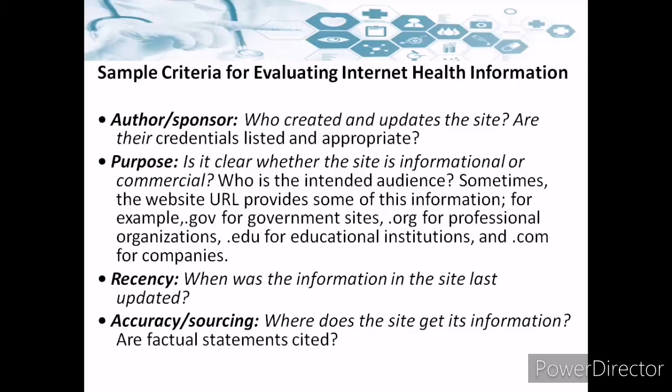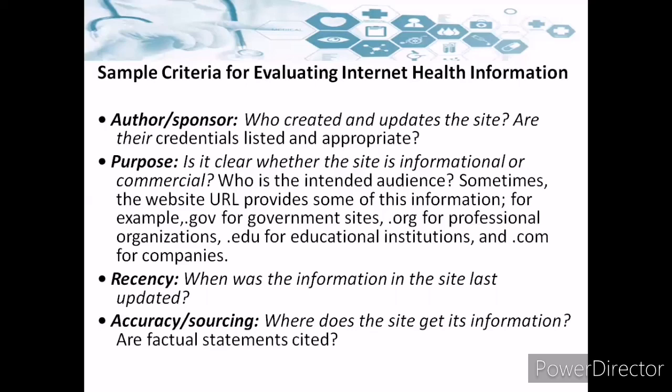Next is the recency. When was the information on the site last updated? A current rule of thumb is that when you're looking at an article or information, it must be no more than 5 years old. You have to check the information because there are updates, and sometimes information on the internet is not updated. So you have to stay updated. Check for the last updated time.